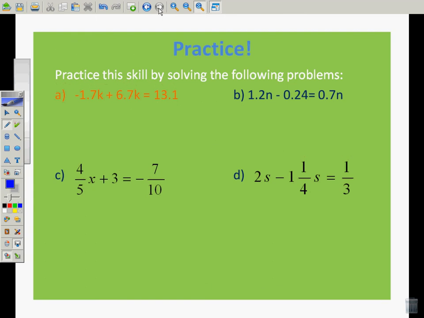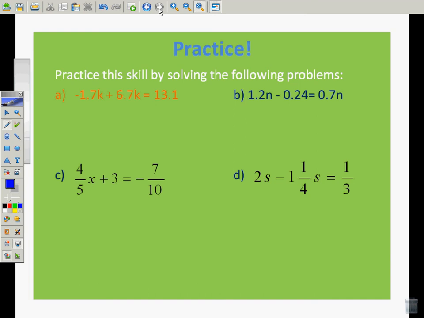Here are 4 practice examples for you to do. I'm going to do A and D. So if you don't want to see those right now, you can go ahead and turn off or pause this so that you can do these problems and then check your work on A and D. Okay, so I'm going to do A and D. So if you feel like doing these on your own, go ahead and pause that right now.